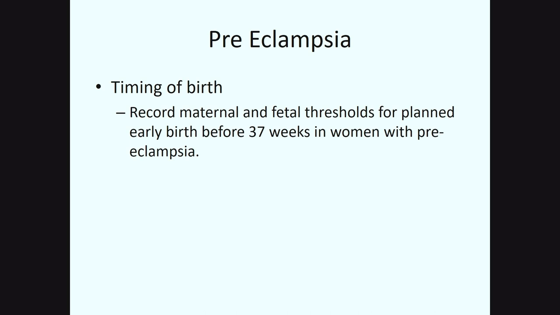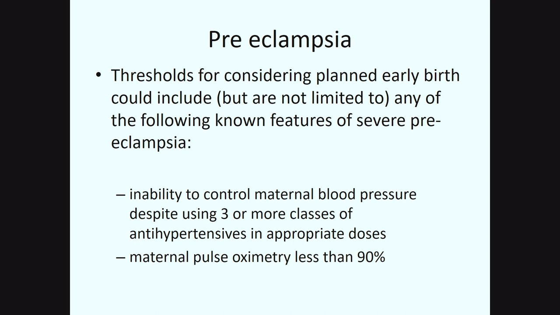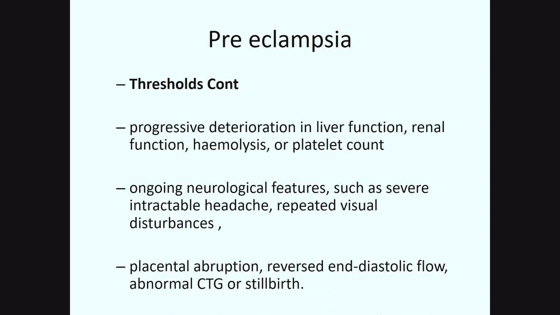So what are the thresholds for early delivery of these pregnant mothers in preeclampsia? The thresholds for considering planning early birth could include, but are not limited to, any of the following known features of severe preeclampsia. One is inability to control maternal blood pressure despite using three or more classes of antihypertensives in appropriate doses. So if you can't control the blood pressure of a pregnant mother with three of them at appropriate doses, that's an indication for delivery. Also maternal pulse oximetry less than 90%. Progressive deterioration in liver function, renal function, hemolysis, or platelet count. Ongoing neurological features such as severe intractable headache, repeated visual disturbances, or eclampsia, placental abruption, reverse end-diastolic flow, abnormal CTG, or stillbirth.